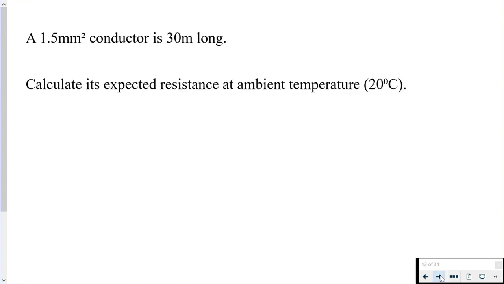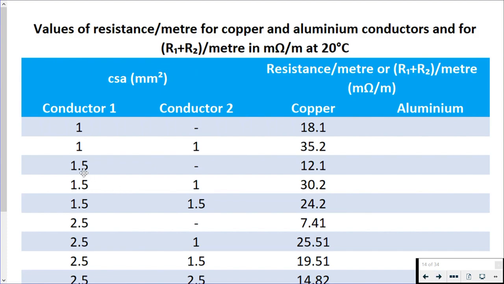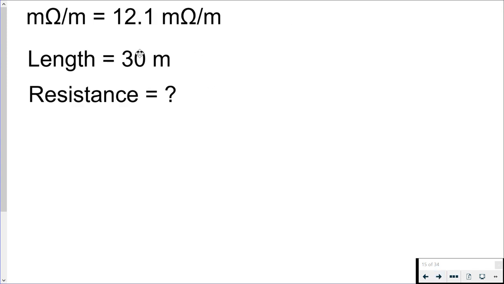So we have now here the same 1.5 millimeter squared conductor, but we've increased the length now to 30 meters. The last one was 15 meters. This one is now 30 meters. We have doubled the length. So back into the table, 1.5 millimeter squared conductor all by itself, 12.1 milliohms per meter is the value that we're going to now put into our list, but we're increasing that length from 15 meters to 30 meters.